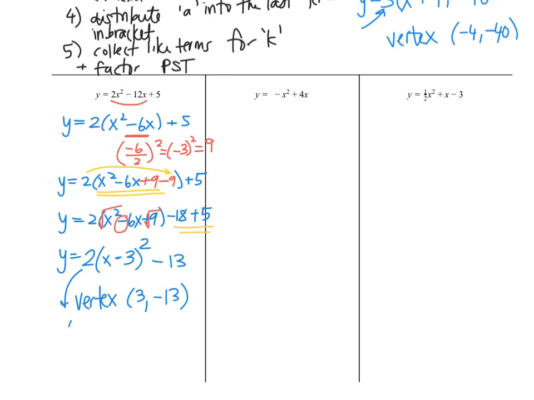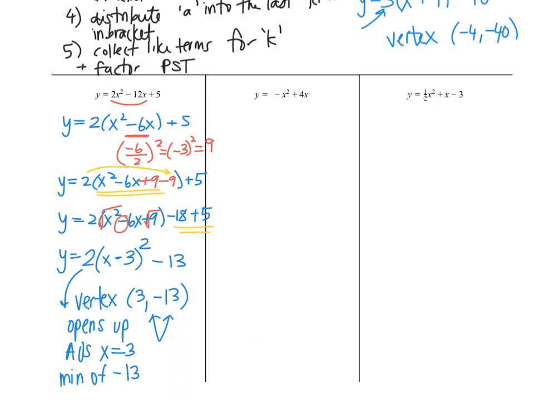And our parabola opens up. And our axis of symmetry is x equals 3. And if our parabola is opening up, that means we actually have a minimum of negative 13. So there it is, properties and completing the square. I want you to try this next one on your own.